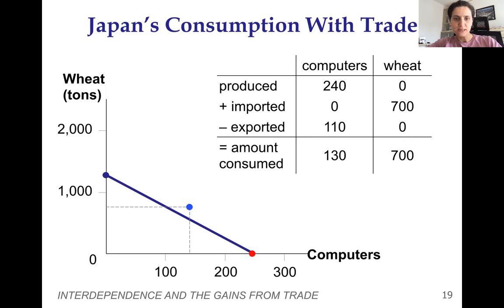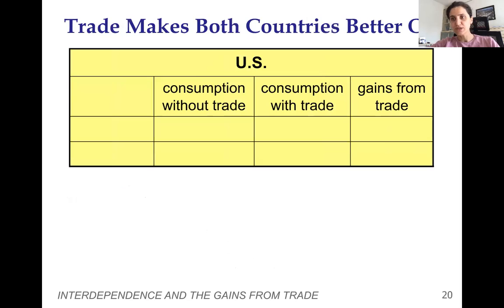Okay. So initially what was Japan consuming? Again, they were using half of their resources for computer production and half for the wheat. And at the end, they will have 120 computers and 600 tons of wheat. Okay, again, they are better off. Now, these tables are going to show how these countries are better off.